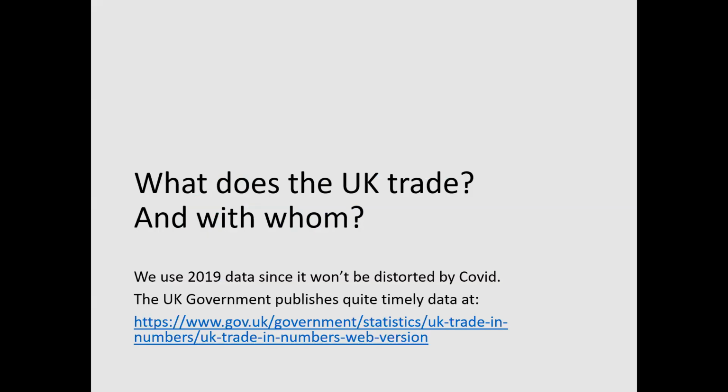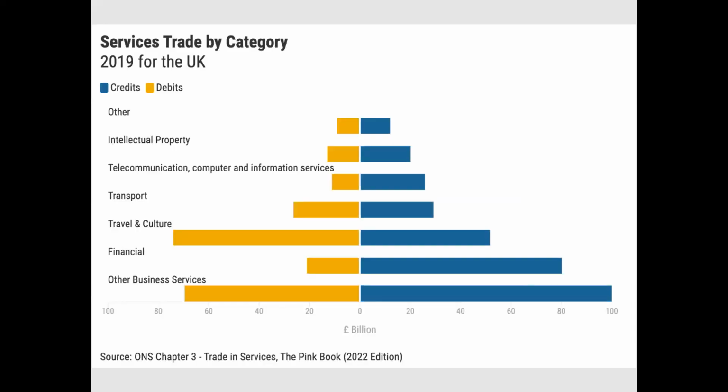So who does the UK trade with and what do we trade? Well, I'm going to start again with services, actually. Consider this: exports on the right in blue, imports on the left in yellow, just reporting how much trade we had in those categories in 2019, the last year that I think is not distorted by the pandemic. You'll notice that we have a surplus in every one of these categories of services trade, except for travel and culture, and that's mostly the difference in UK citizens' strong propensity to go abroad for holidays.